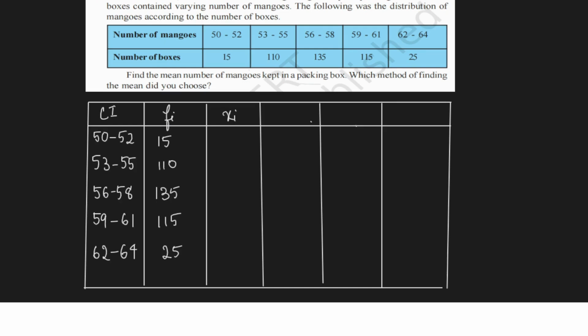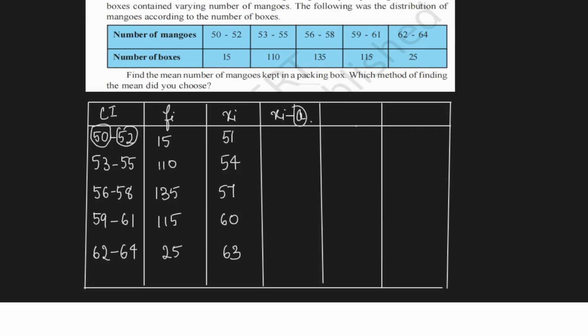So next is the xi's. The xi's are the mid values of this class interval. So this can be found by adding the lower limit and the upper limit and dividing by 2. So for this 50 plus 52 divided by 2, we get 51. Similarly, for this we get 54, 57 for this, 60 for this, and 63.